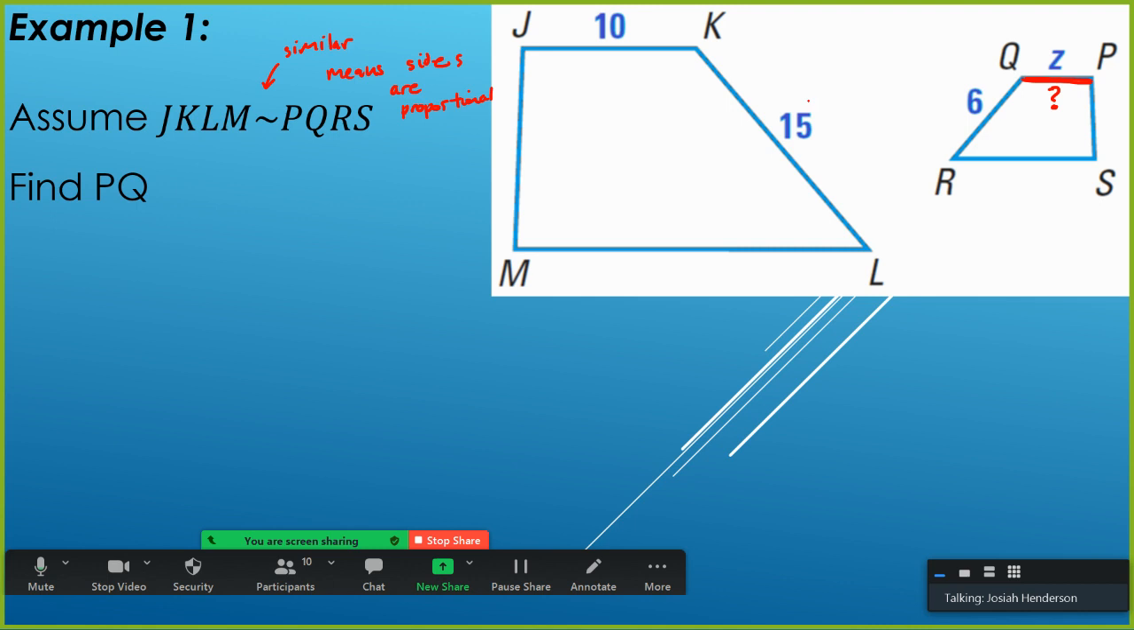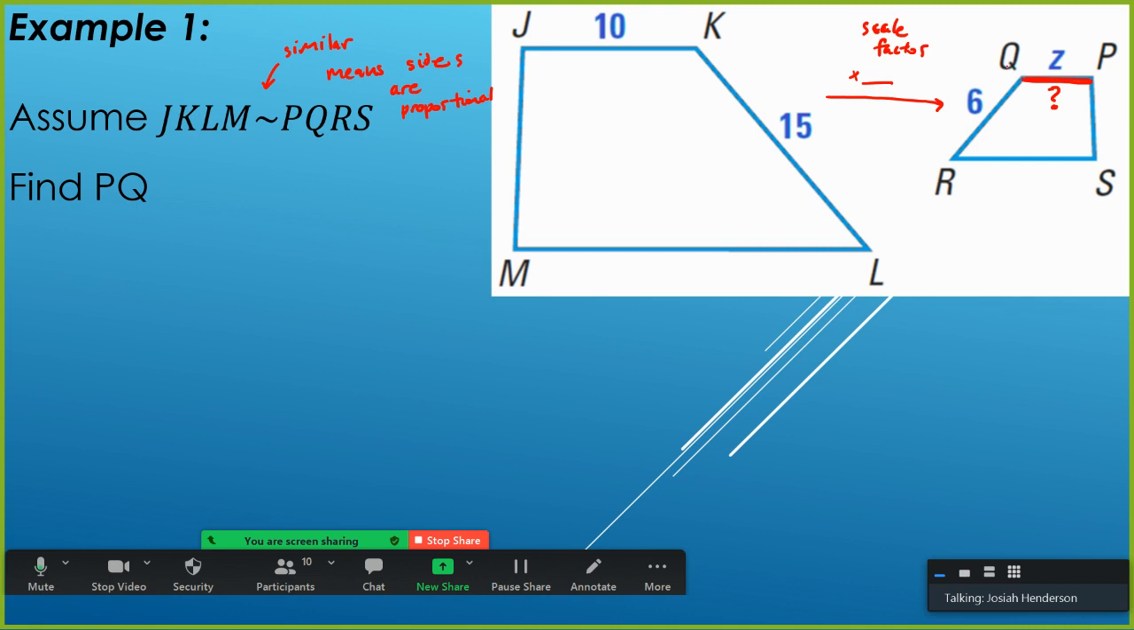Because the sides are proportional, that means there's some number that I could multiply the big image by to get the little image. Some scale factor. Maybe it's a fraction, maybe it's a whole number. It's something though, for sure.